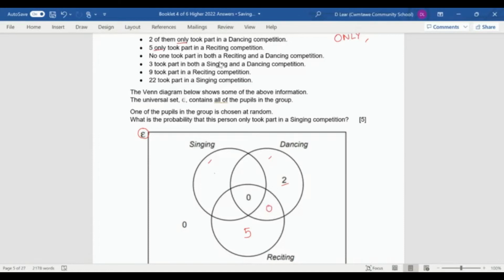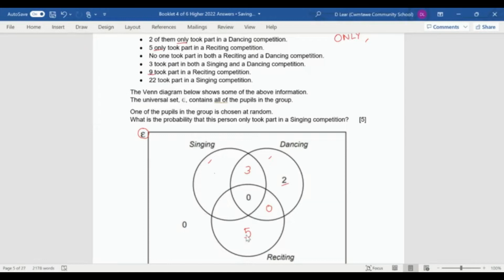3 took part in both a singing and a dancing competition, which is this overlap here. 9 took part in reciting. And you might look on going, no, but I've got 5 if I'm reciting. But those 5 did only reciting. This doesn't say only. These 9 did reciting, but could have done other things as well.